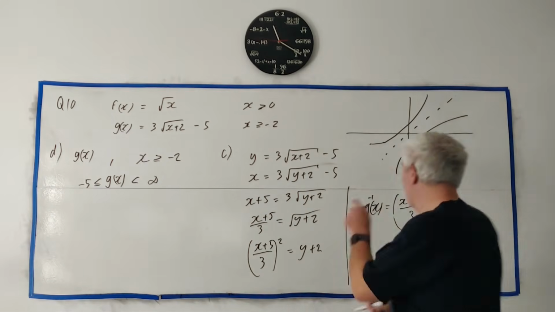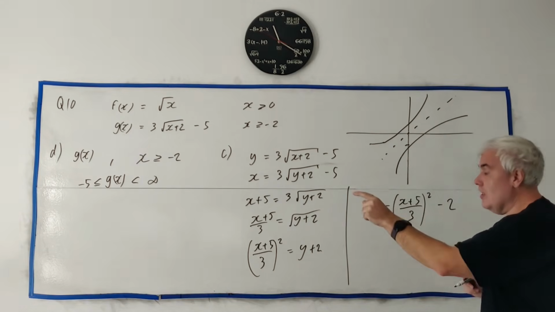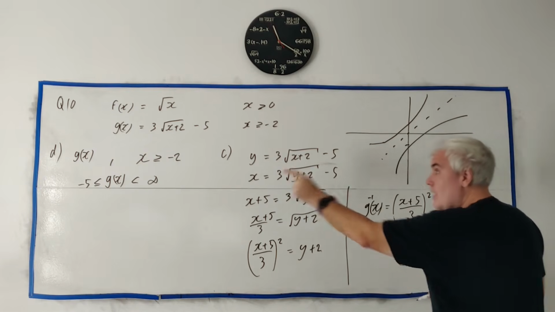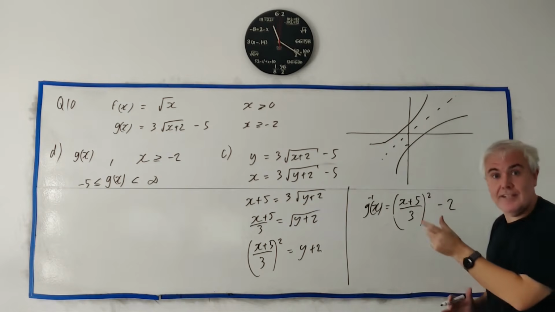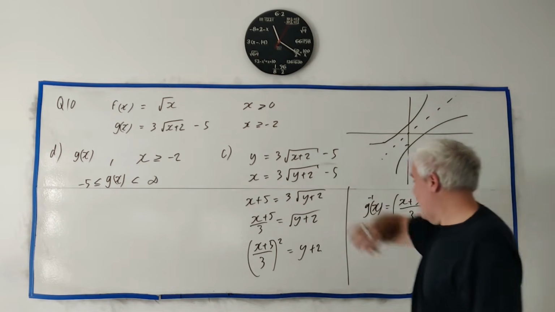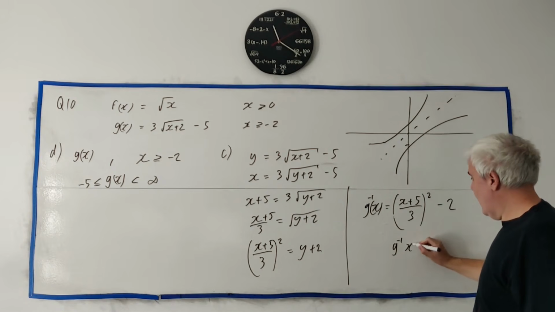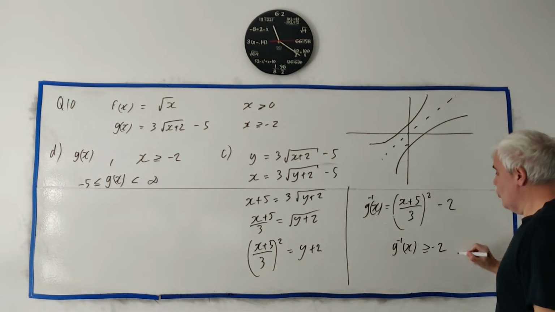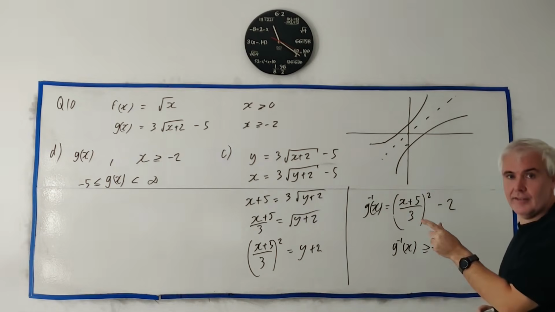The inverse is the opposite. The domain of G becomes the range of the inverse. The range of G becomes the domain of the inverse. Basically, the answer to part D is that the inverse of G is just bigger than -2. It's because the range of this guy is the domain of that guy.